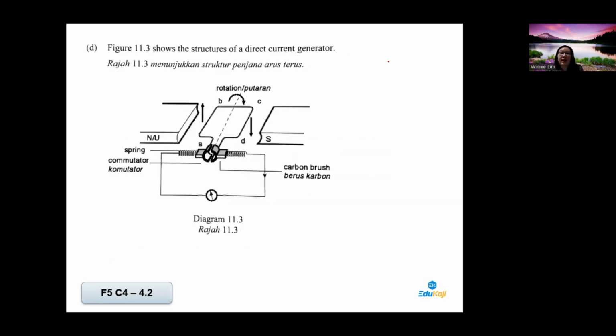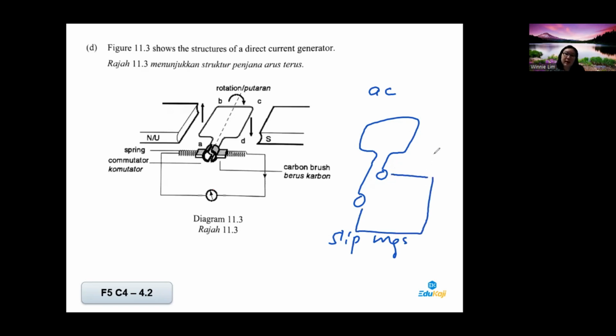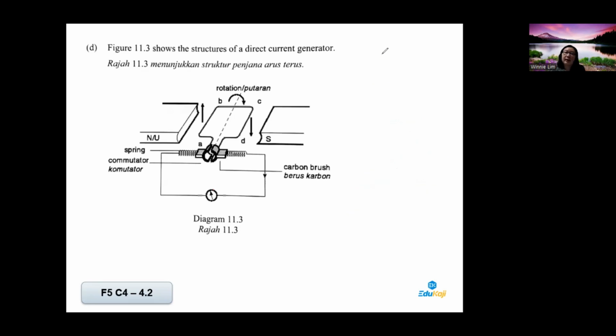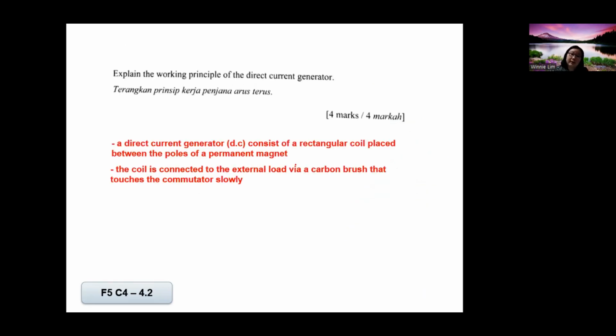If it is an AC generator, you still have the coil, but each end will have its own ring. These are called slip rings. So this is AC. The current that is connected outward will actually always change. The first cycle is like this, then later on the next cycle, the current will be in the opposite direction. So that is some idea of the difference.